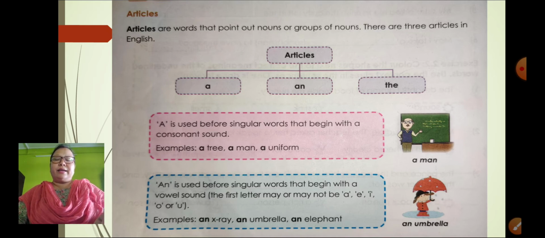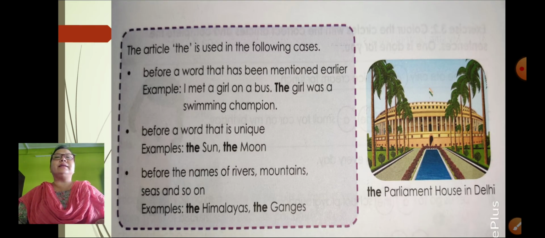A and an are indefinite articles. A and an are used when we speak of someone or something for the first time. A, an are used with a noun in general. Clear? Next. The article the is used in the following cases: before a word that has been mentioned earlier. Example: I met a girl on a bus. The girl was a swimming champion.